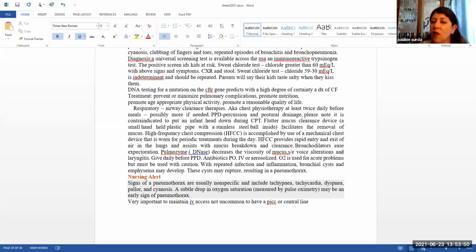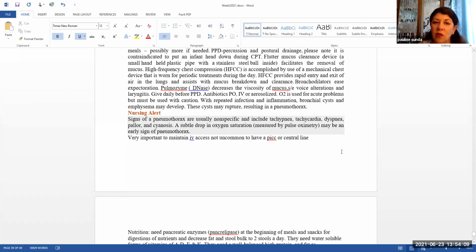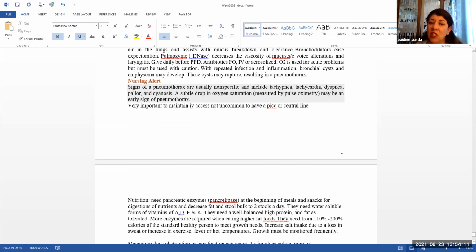Antibiotics orally, IV, or aerosolized may also be used. Oxygen is often used for acute problems, but you want to use it cautiously. With repeated infection and inflammation, bronchial cysts and emphysema may develop. Know that these cysts may rupture and can result in pneumothorax. So nursing alert, signs of pneumothorax are usually nonspecific and include tachypnea, tachycardia, dyspnea, pallor, and cyanosis. A subtle drop in oxygen saturation, which is measured by pulse oximetry, may be an early sign of pneumothorax.